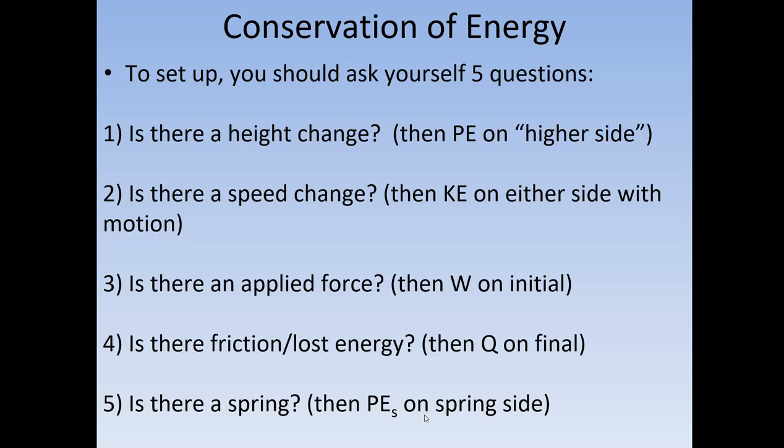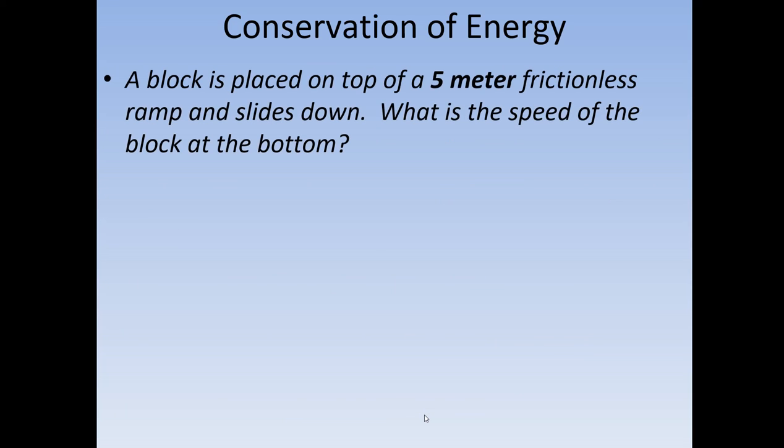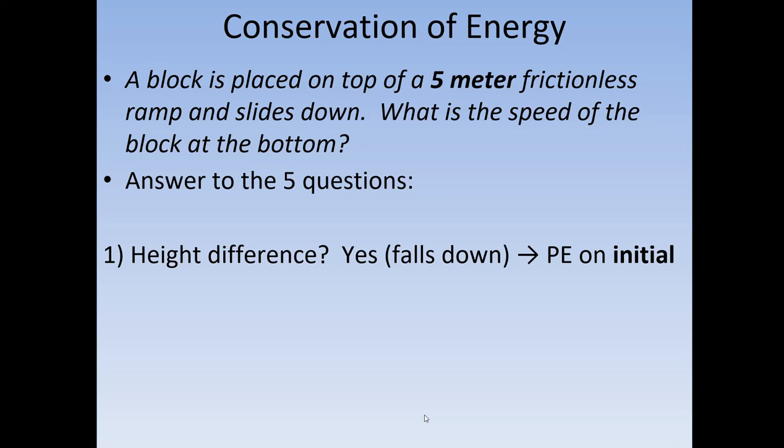Again, these are the questions that you want to ask yourself, and I'll show a very quick example of how you would do this. So imagine this question: a block is placed on top of a 5-meter frictionless ramp, slides down, and we want to know what is the speed of the block at the bottom. So the first question we ask ourselves is, is there a height change? Yes, there is a height change. It's starting from the top and going down. So that means that we have potential energy on the initial side.